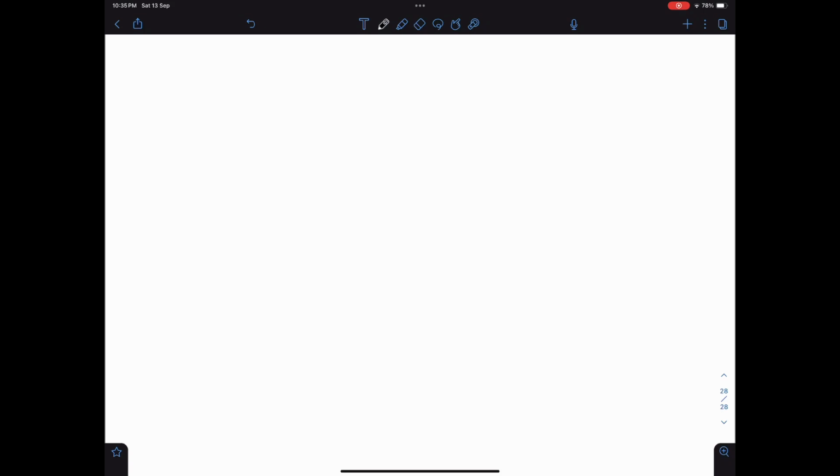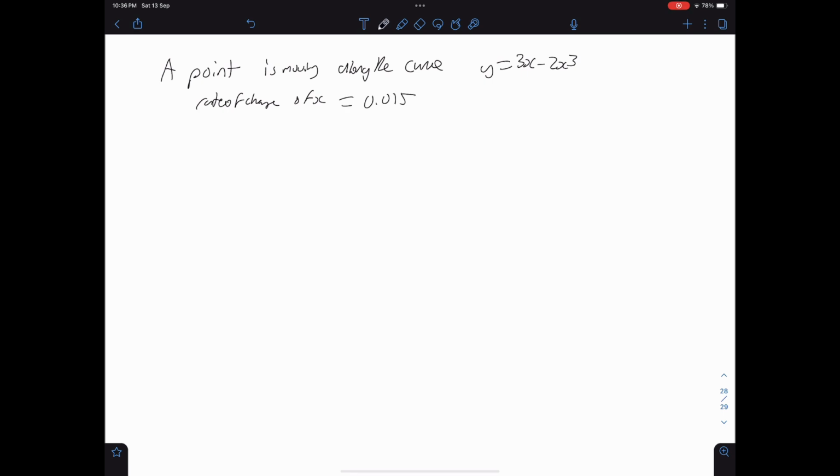So now we will be looking at some rates of change we're using with differentiation. So first, let's say a point is moving along the curve y equals 3x minus 2x cubed. The rate of change of the x coordinate is 0.015. Find the rate of change of y at x equals 2.